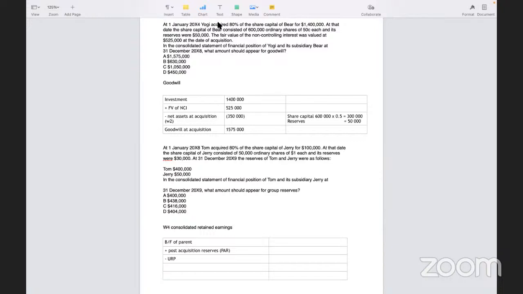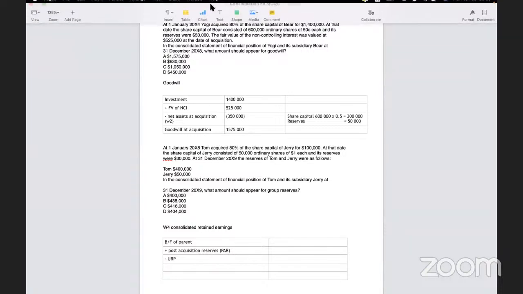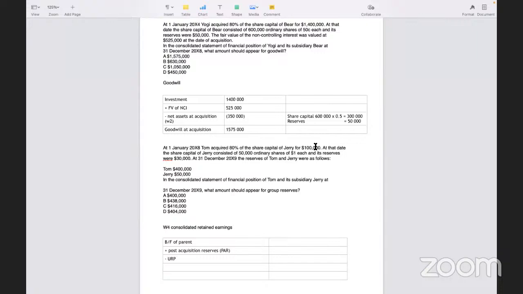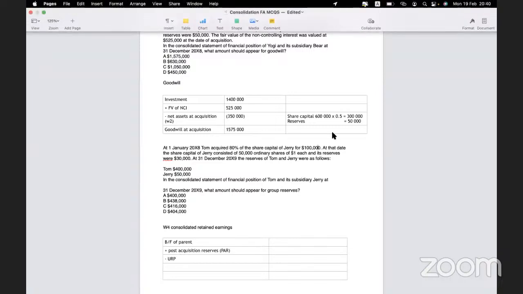Okay, right. Let's discuss this question also quickly. On 1st of January 2018, which is several years ago, because this question is for 2009, Tom acquired 80% of the share capital for 100,000. So this is the investment. This one I don't need for any of my equation here.